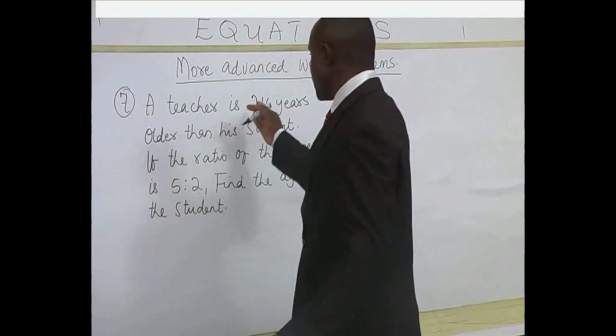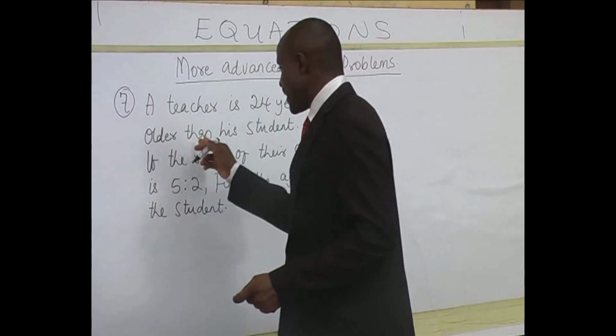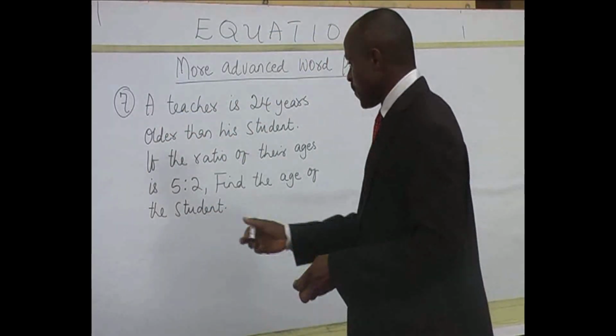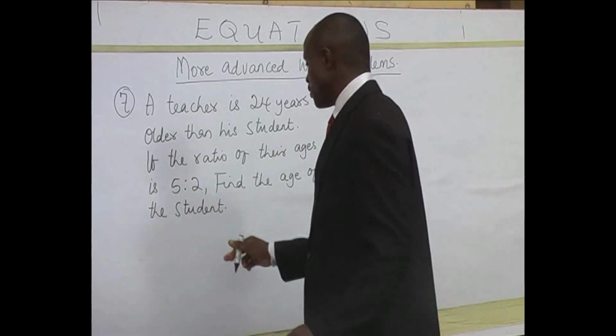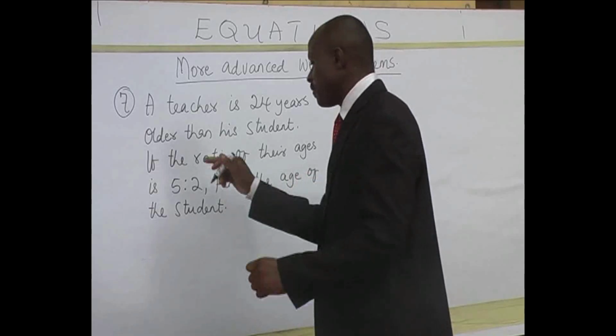A teacher is 24 years older than his student. If the ratio of their ages is 5:2, find the age of the student.